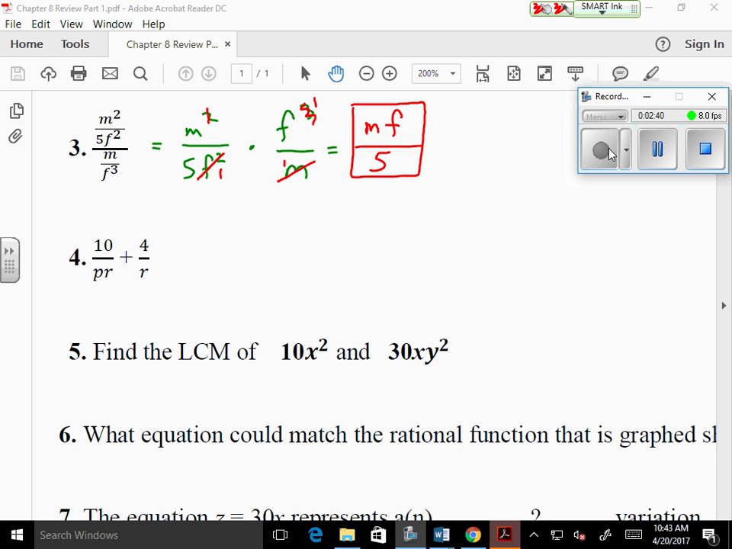Number 4, we need to get a common denominator since we're adding. We multiply the 4 over n by p over p, then we'll get 10 over pr plus 4p over pr, which will become 10 plus 4p over pr.